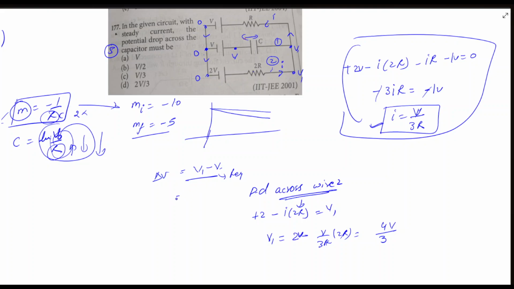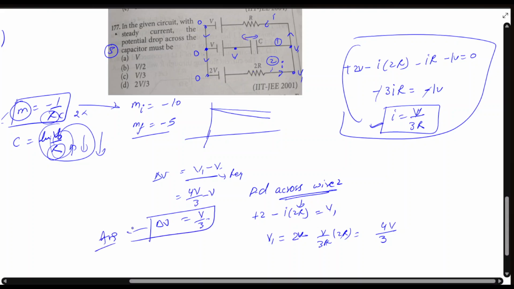So V1 is 4V by 3, and we'll put it here, so it will be 4V by 3 minus V. So we'll get V by 3. Okay, so this is our answer. Okay, let me walk through this question again.